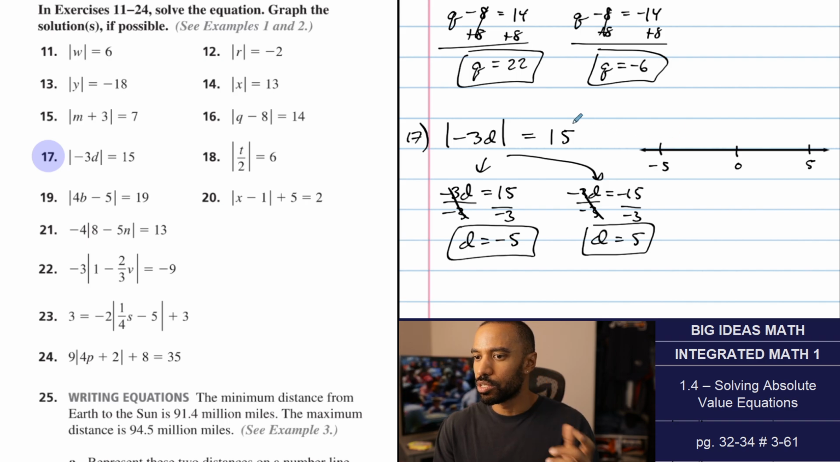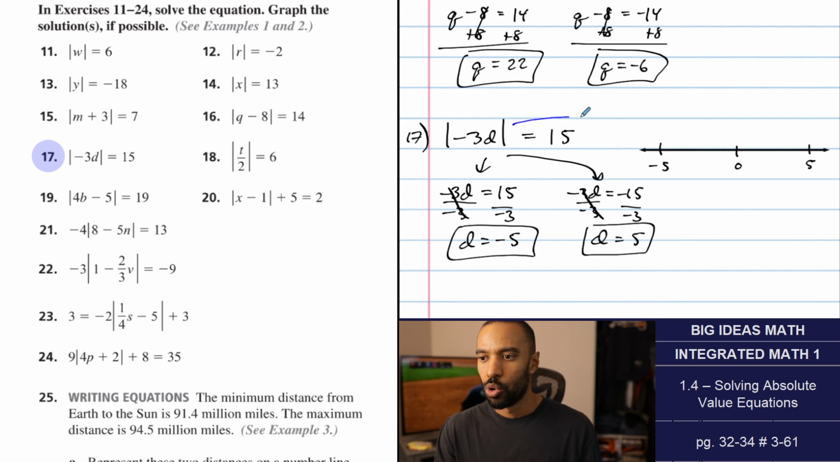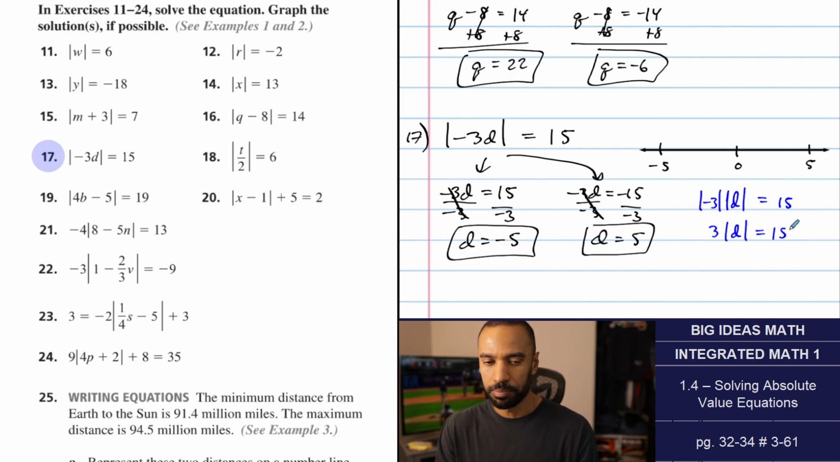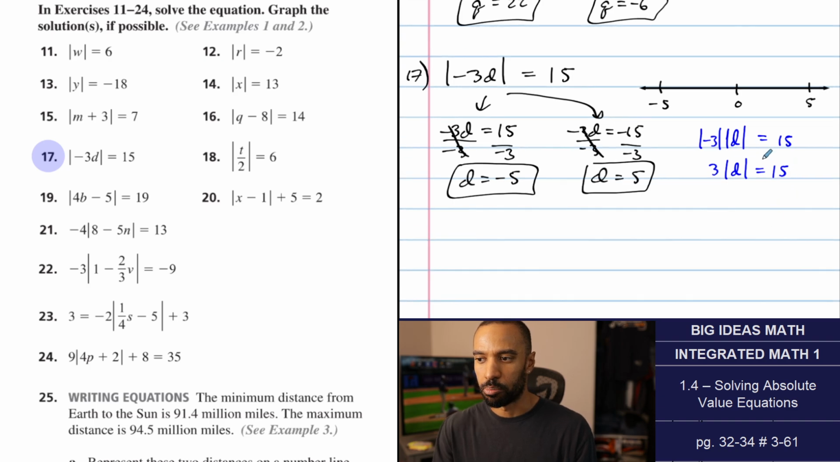What I wanted to bring up is we could separate this into negative 3 times D as their own separate absolute values. And the absolute value of negative 3 is positive 3. So you get 3 times the absolute value of D equals 15. Pretty soon we're going to get to problems where we have to get the absolute value by itself. So if I divide both sides by 3, I get the absolute value of D equals 5.